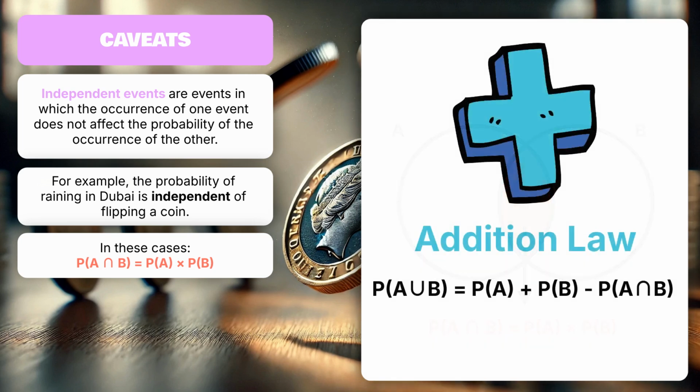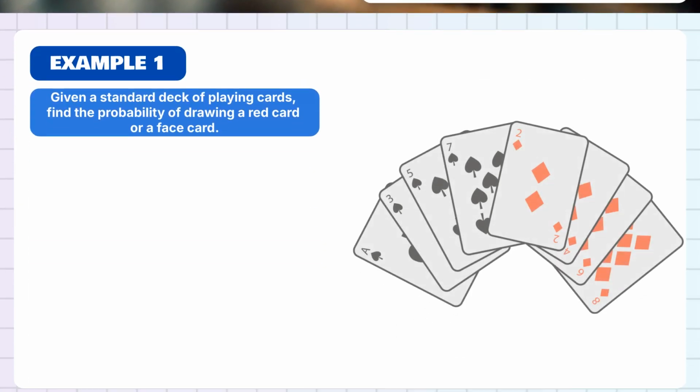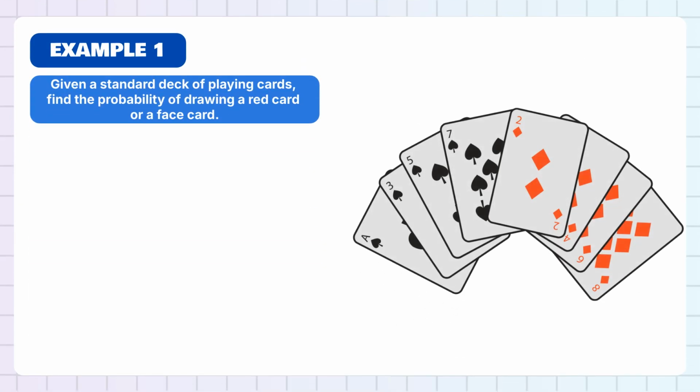When we combine this with the addition law, we find that we can write the addition law for independent events as the probability of A or B occurring is equal to the probability of A, plus the probability of B, minus the probability of A times the probability of B. Let's move on to some practice problems to see the addition law in action. Suppose we have a deck of standard playing cards and we want to calculate the probability of drawing a red card or a face card.